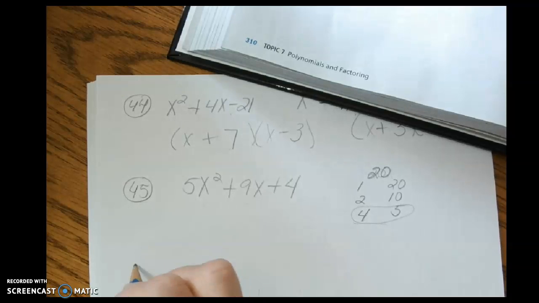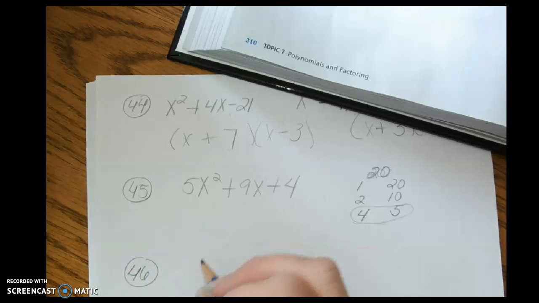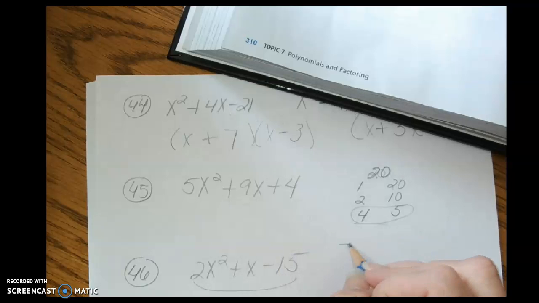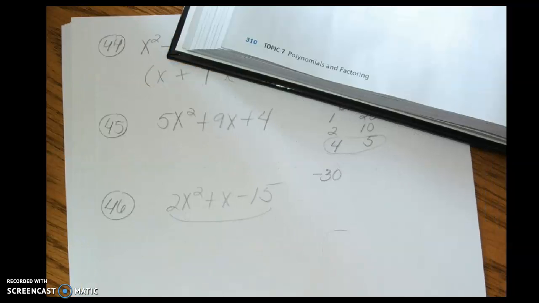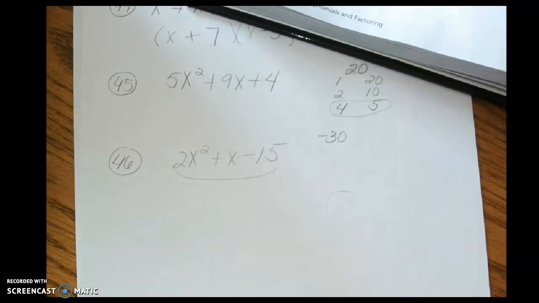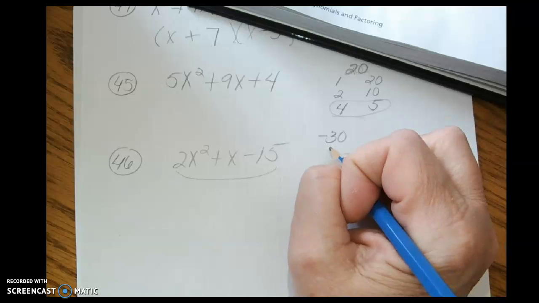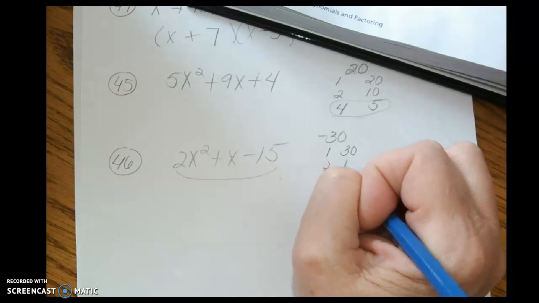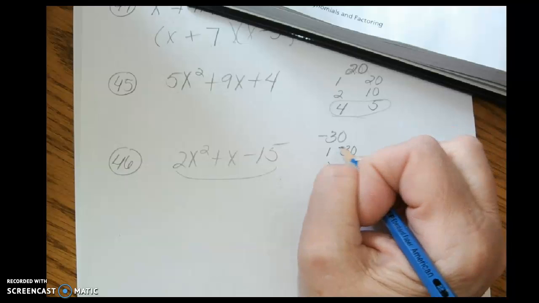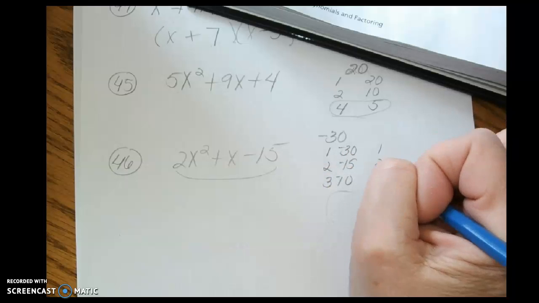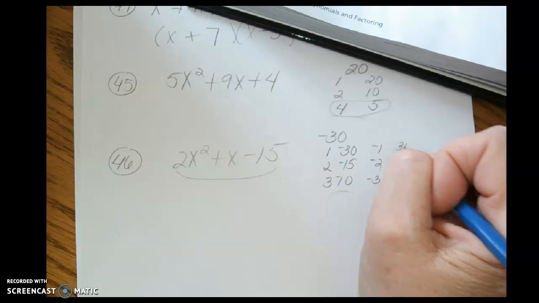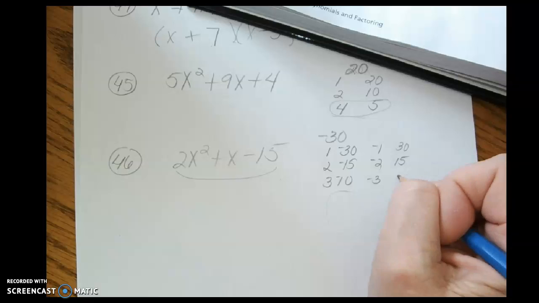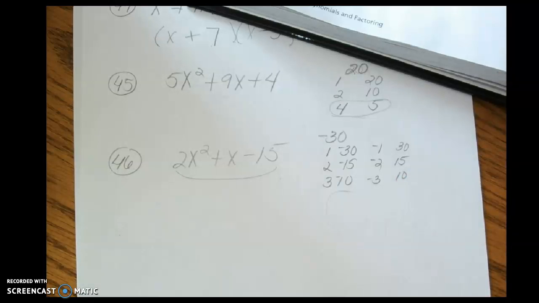So on 46, what they're asking is 2x squared plus x minus 15. Again, when we multiply 2 times 15, we get a negative 30. So we would list the factors. This time we have a little more to consider. The numbers are the same, but one time one is positive and the other is negative. So we have 1 and 30, 2 and 15, 3 and 10. And if I made all of these negative this time, then I would have to make all of these negative the next time. And then I would decide which way I would have to go with this.